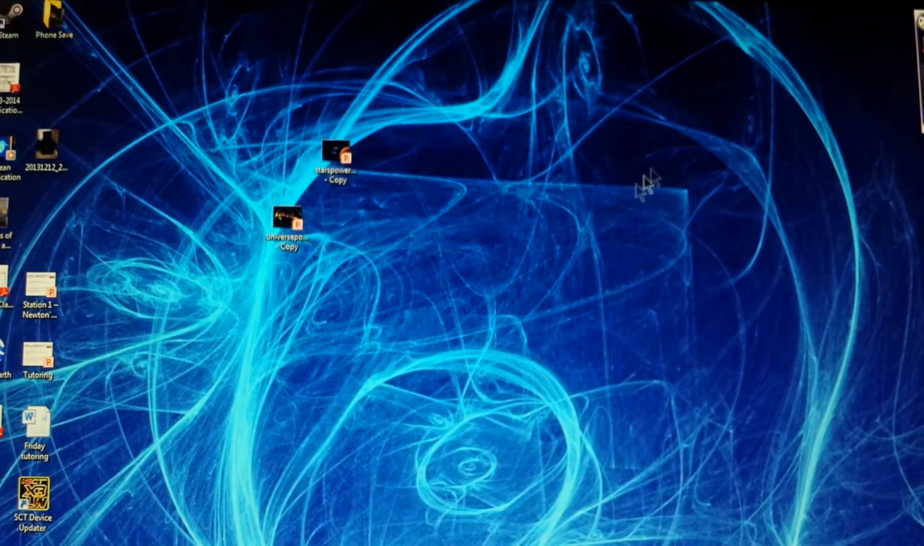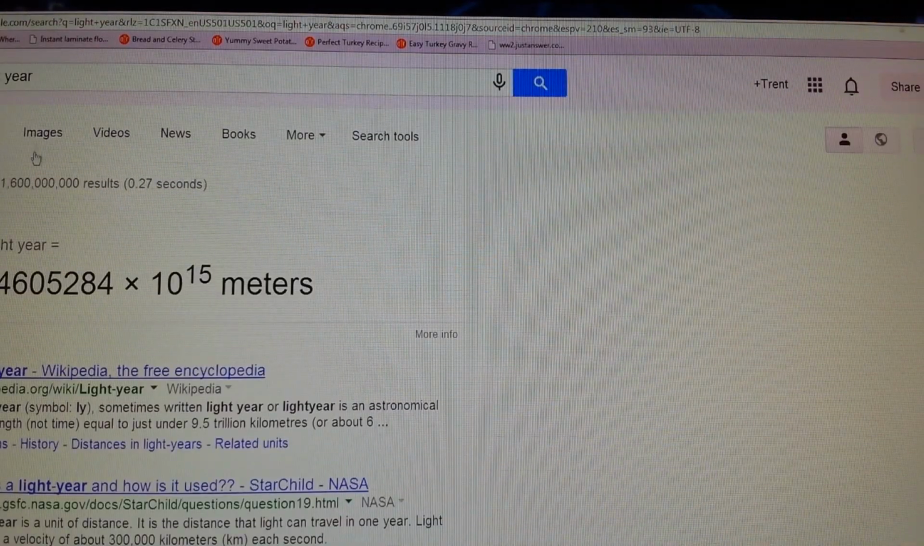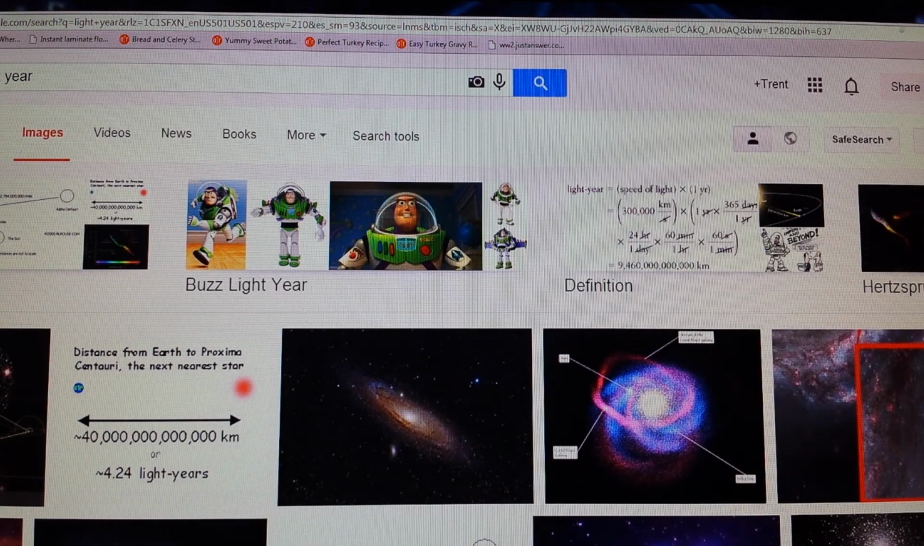The only other thing that you really need to be aware of is the concept of a light year. A light year is equal to 9.46 times 10 to the 15th meters, which is a fancy way of saying 9.5 trillion kilometers. That's a very, very large distance. A light year is basically the distance that light travels in 1 year.